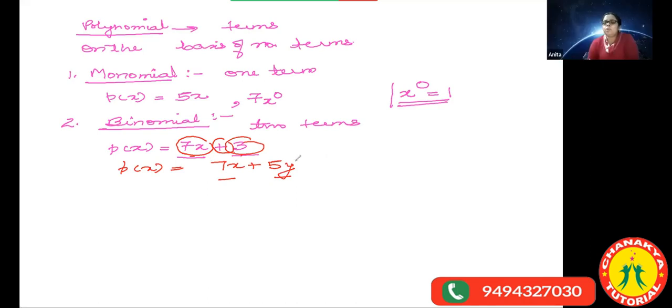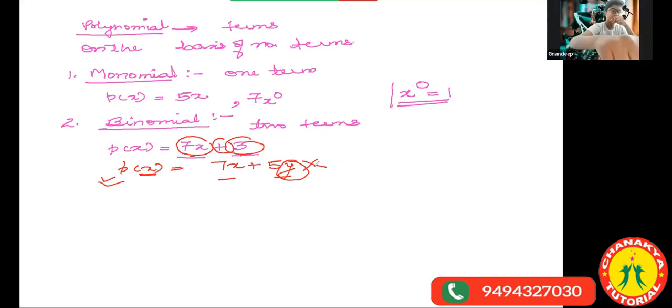But this is not a polynomial. Why? Because on the left hand side, I have written polynomial is a function of x, but here we have introduced the y variable also. So this is not a polynomial. Is this clear, children? Understood all?